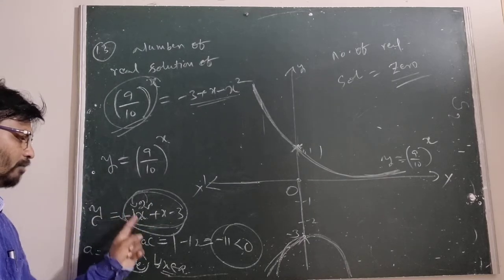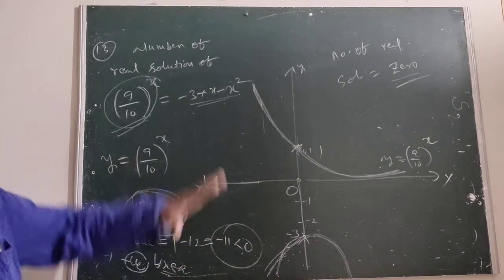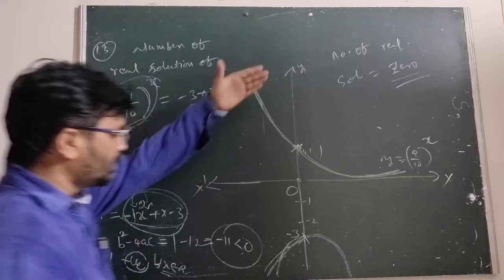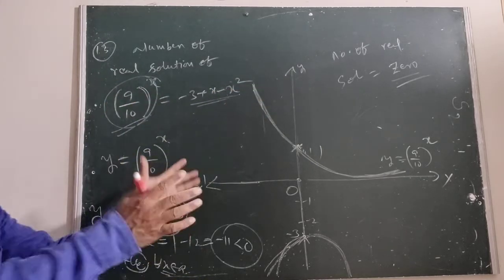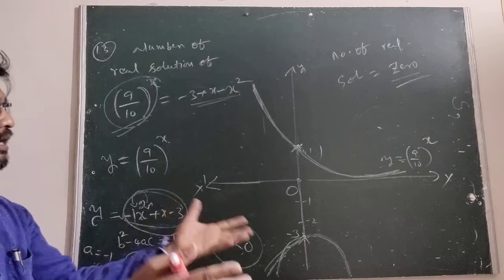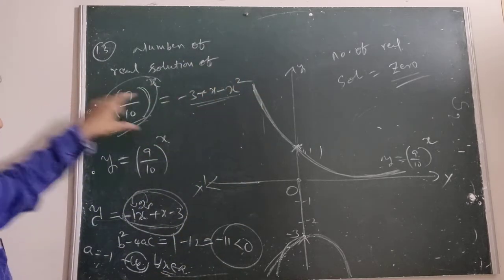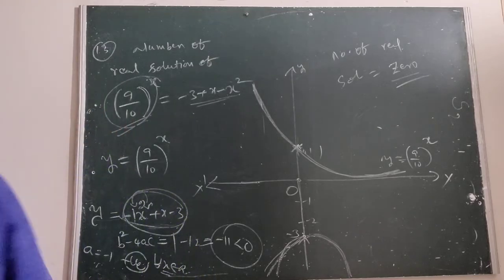In this case, if you take any real value for x, it is always negative. That means one of the curves always lies above the x-axis, and another curve always lies below the x-axis. Therefore, they do not intersect each other. The number of real solutions of the equation is 0. Okay.